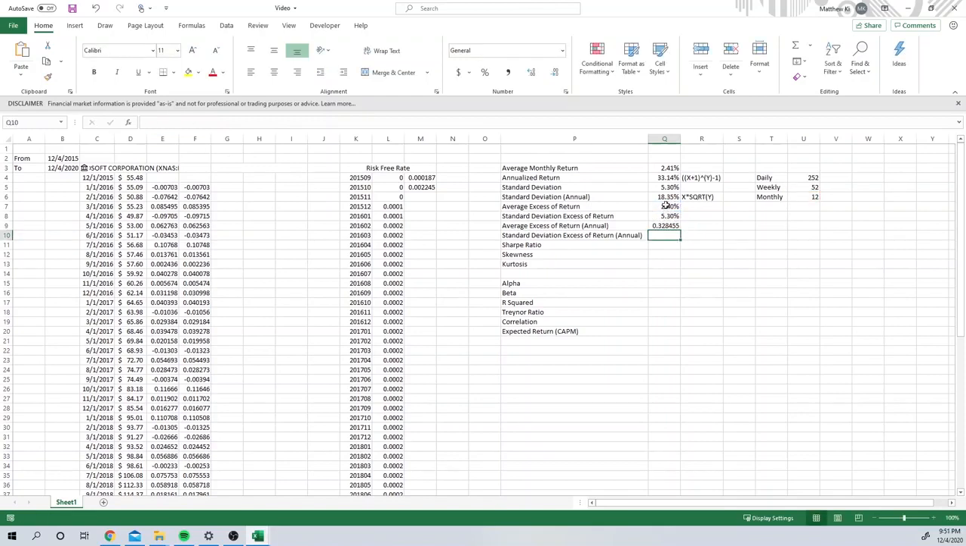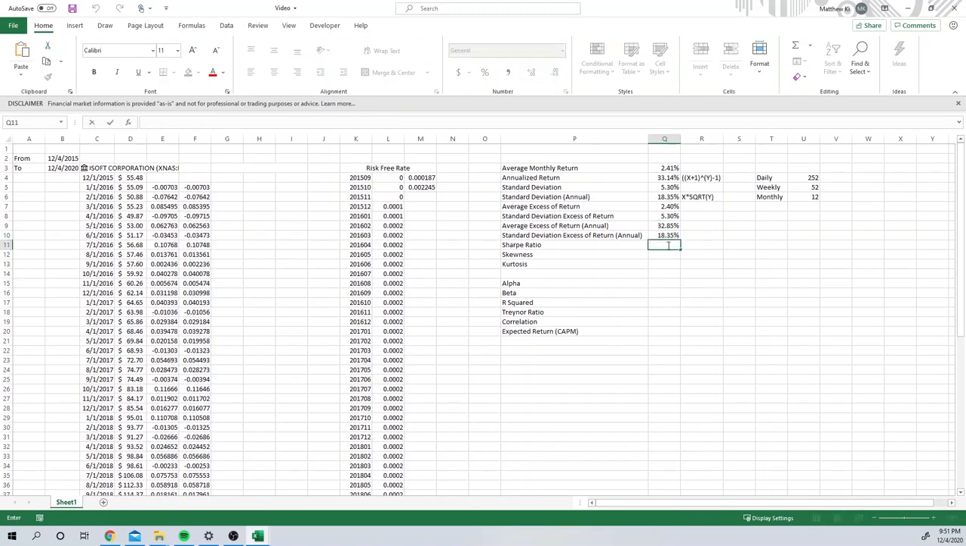And then we take this number, square root it. Then we take this number, square root by 12. There we go. And then these are in percents. That's how you subtract the return from the risk-free rate for Sharpe.